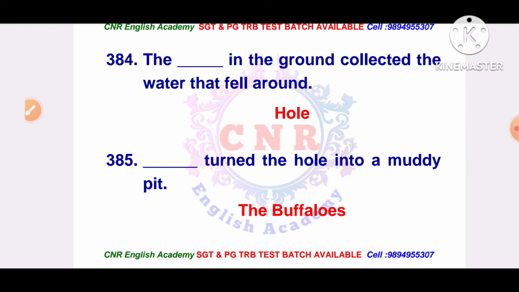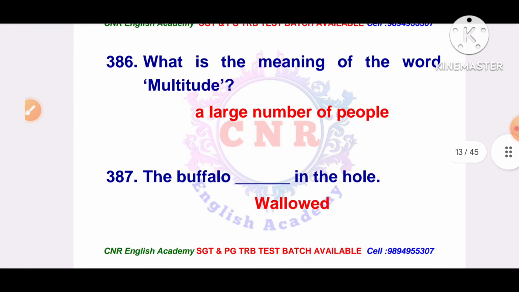Next one, the dash in the ground collected the water that fell around. Answer, hole. Next one, dash turned the hole into a muddy pit. Answer, the buffaloes. Next one, what is the meaning of the word multitude? Answer, a large number of people.